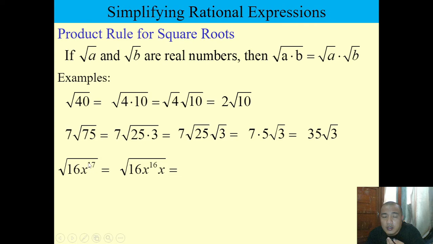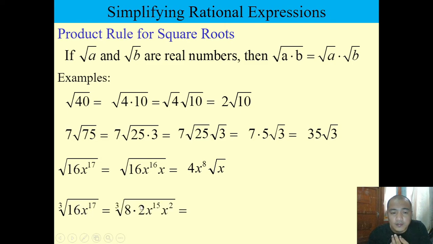Okay, since the exponent is odd, factor it. x to the 16 times x. Square root of 16 is 4. Square root of x to the 16 is x to the 8. Square root of x. Cube root of 16 x to the 17.